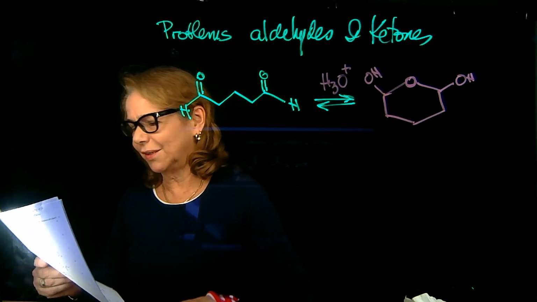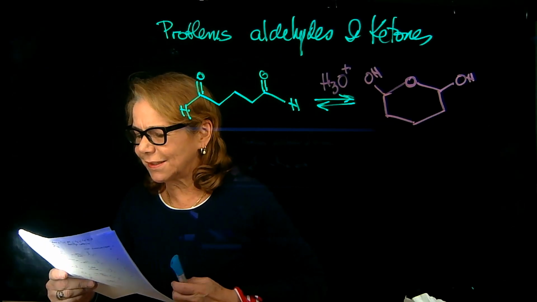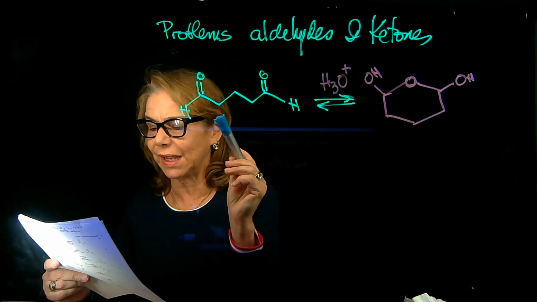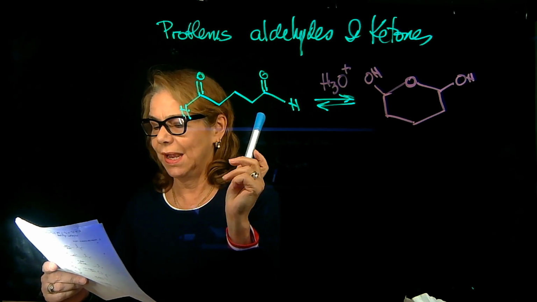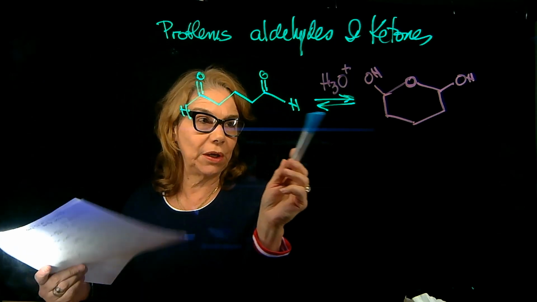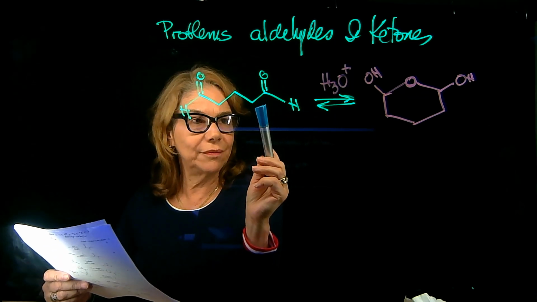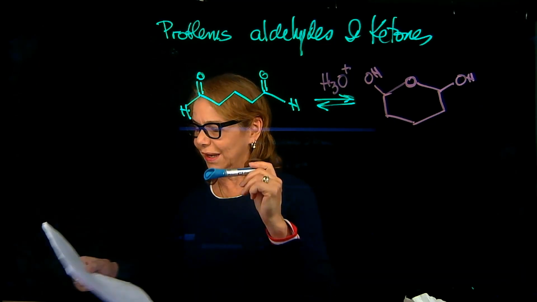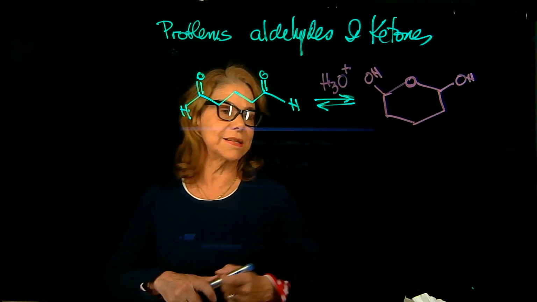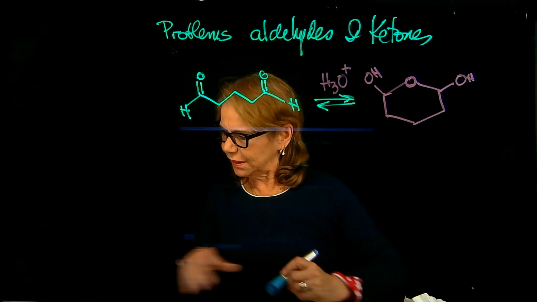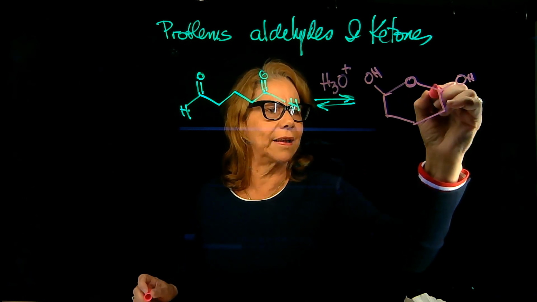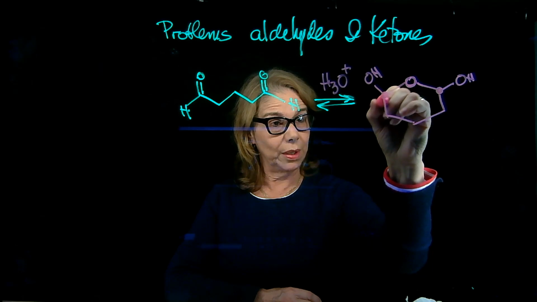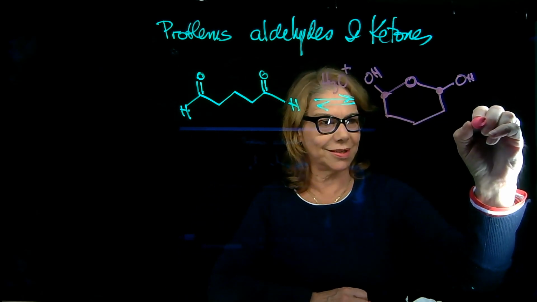Okay, in this problem, it says glutaraldehyde is a germicidal agent used to sanitize surgical equipment that cannot be autoclaved. So we need to propose a mechanism to get this. So, this is glutaraldehyde. Let's see how this can happen. First thing that I want you to see is that here I have a carbon and another carbon. Both of them are hemiacetals.